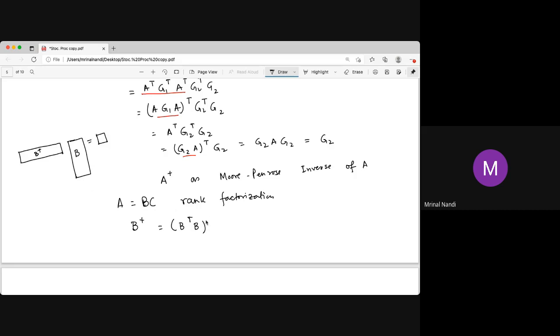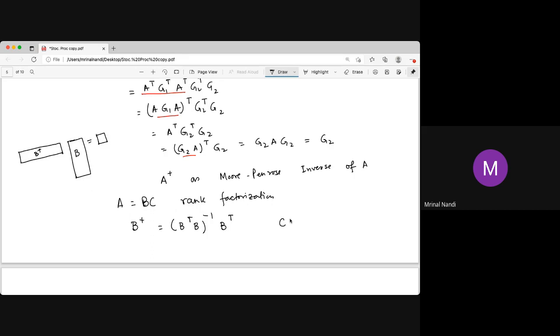Now B transpose B is a full column rank. That means B transpose B is non-singular. That means the inverse exists, and that inverse is B transpose B whole inverse. Then take B transpose. You can prove that this is a G inverse. That is the Moore-Penrose G inverse of B.